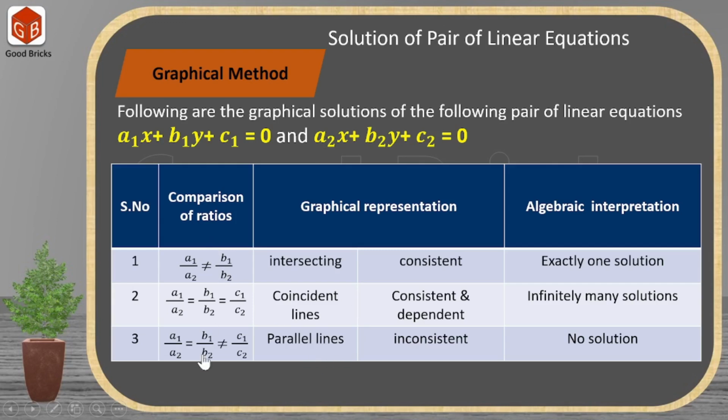So by comparing the coefficients of the given pair of lines, we can say whether they are intersecting, coinciding or parallel. If the lines are intersecting, then we can say they are consistent lines. If they are coincident lines, then we will say consistent and dependent. If they are parallel, we will call them inconsistent lines.